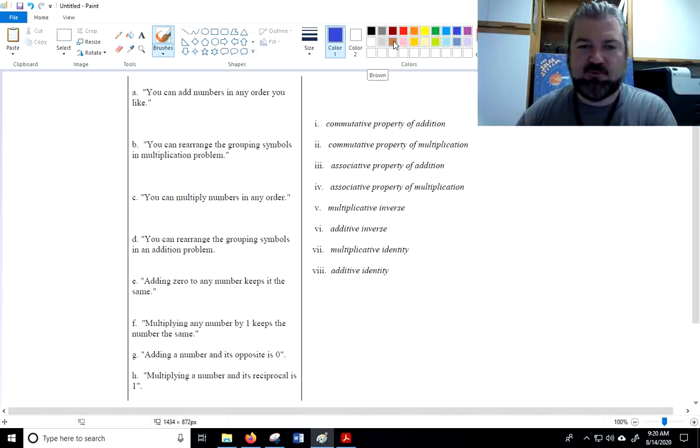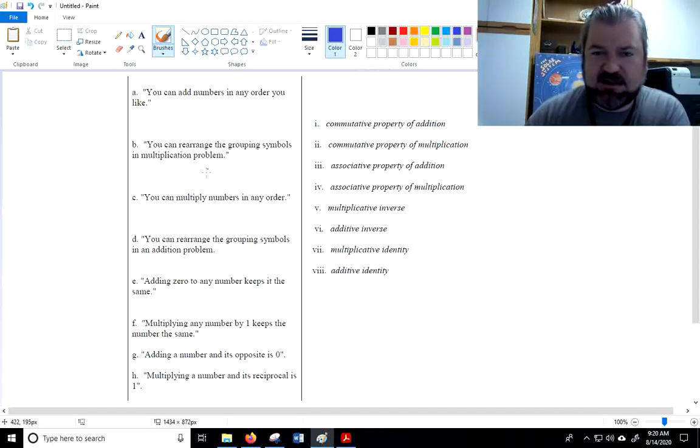All right, and we're back. Let's see if we can't nail these down. You can add numbers in any order you like. What property tells me that I can add numbers in any order I like? Well, talking about changing order is moving numbers around. So that's the commutative property.